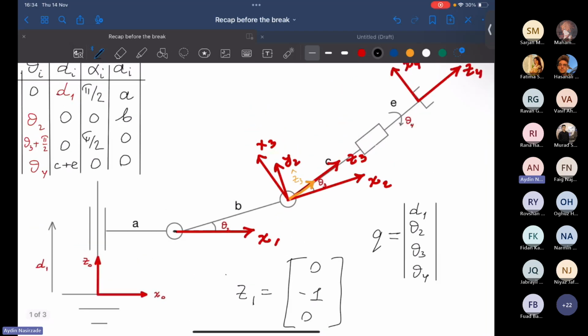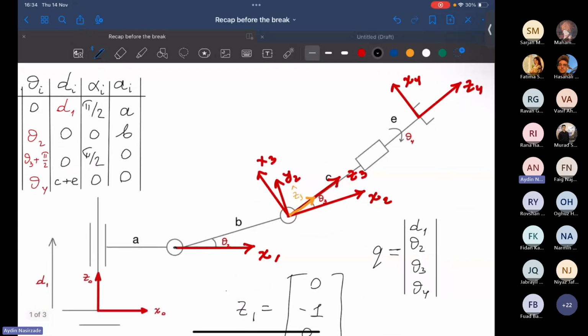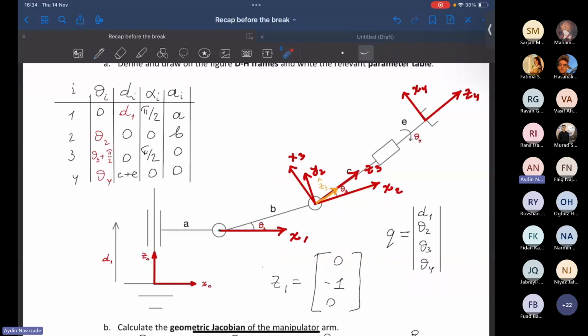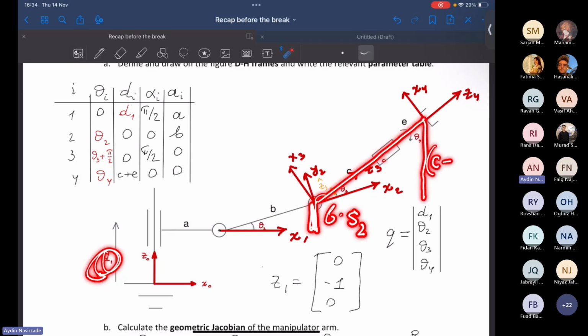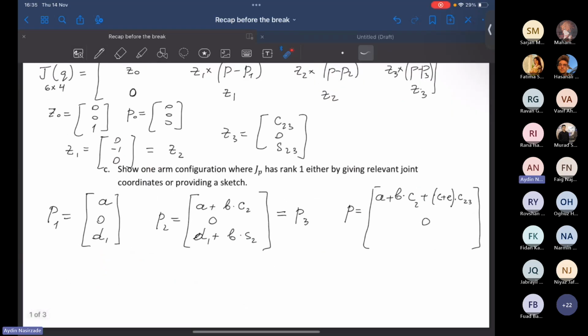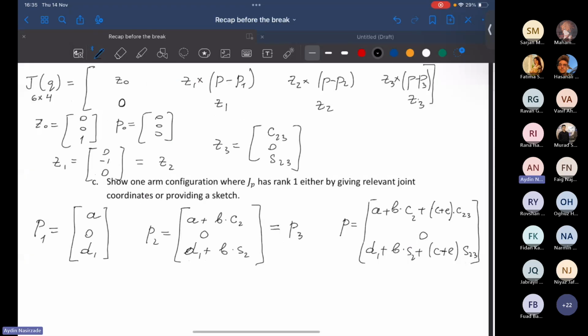What about the projection of the end effector's origin along Z? D1 plus this distance, B times sine of theta 2, and C plus E times sine of theta 2 plus theta 3. Okay, as expected. B times sine of theta 2 plus C plus E times sine of theta 2 plus theta 3. That's it. How amazing. Good.